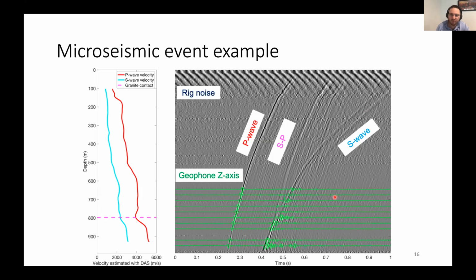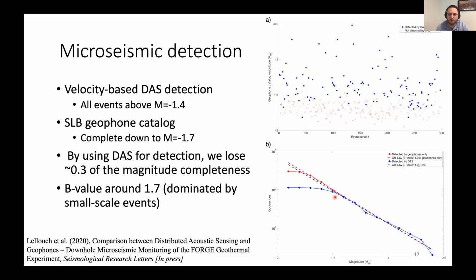So we try to detect microseismic events in the Forge data set. And what's cool is we have a really good downhole geophone catalog, deployed and processed by Schlumberger, like state-of-the-art industry processing, and we can compare our results. So I processed, I think this was like a 24-hour window. There are about 300 events in the geophone catalog.